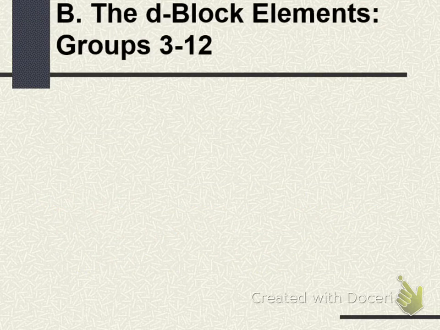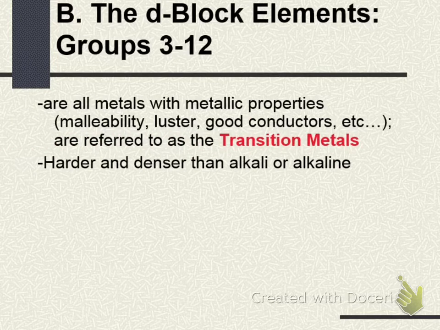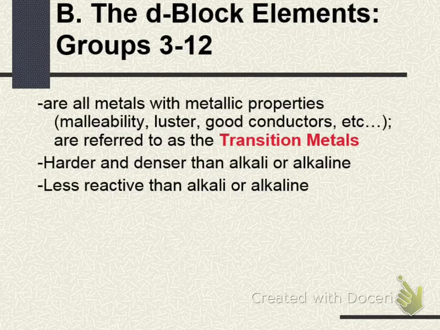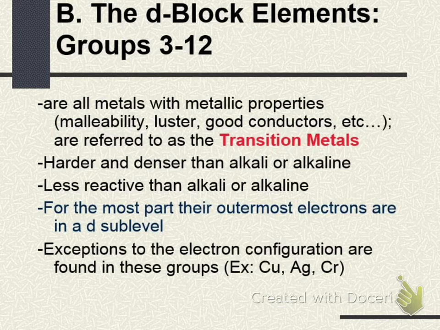The d block elements, of course, is the transition metals. They're harder and denser than the alkali or alkaline earth metals. They're less reactive than groups 1 and 2, and for the most part, their outermost electrons are in a d sublevel. They have those exceptions to the electron configuration that we talked about last unit.